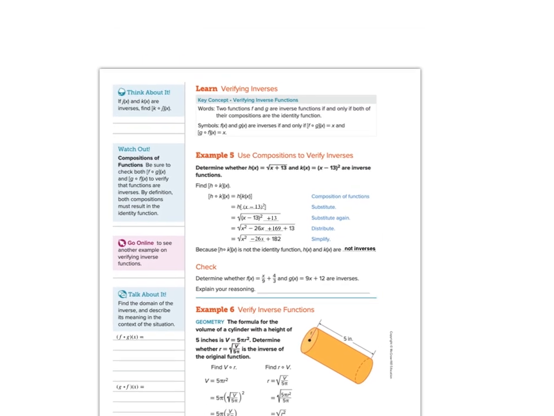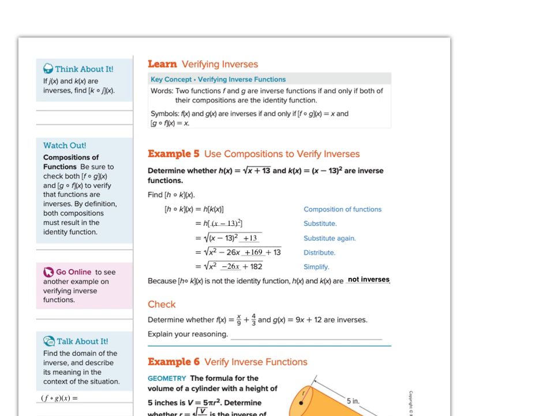Now here, verifying inverse functions, this is this symbol, right? The f of g of x, where we take all of one function and plug it into another function in place of x. That is what allows us to find the inverse functions. So here we have h of x is equal to the square root of x plus 13, and k of x is equal to 9 minus 13 squared, and determine whether they're inverse functions.